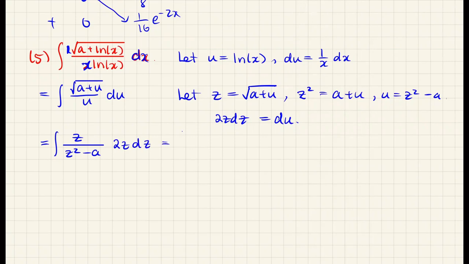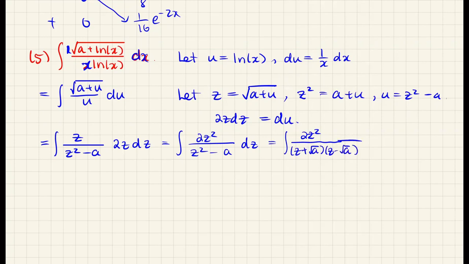So that means we have the integral of 2z squared divided by z squared minus a dz, which looks like the one that we actually integrated before. But instead of the 4, we have the a. Note that this is going to be a, so that means when we break this up, it has to be 2z squared divided by z plus root a, z minus root a. Now this one's going to be a little bit tricky, all right? So just be a little bit careful here.